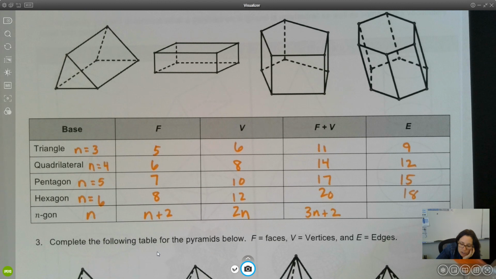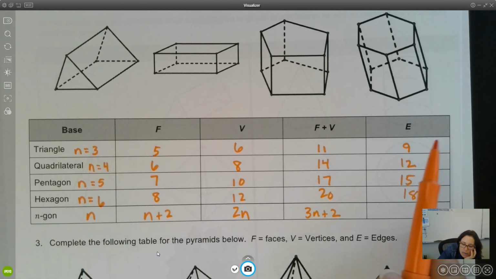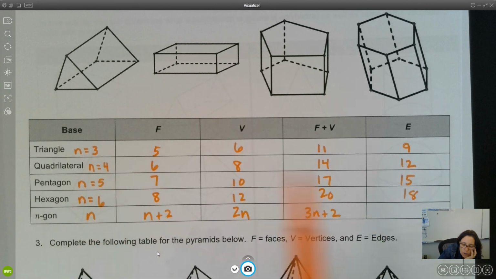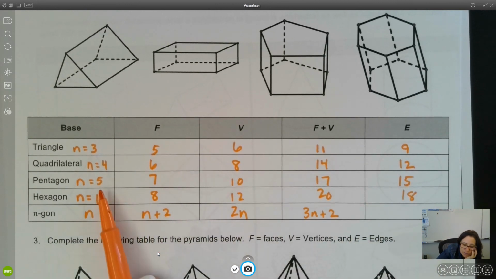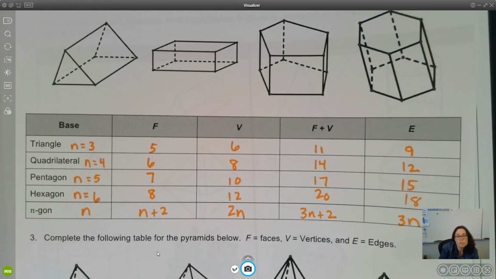And now for the edges, 3 and 9, how are they related? 4 and 12, how are they related? 5 and 15, 6 and 18. I'm seeing that those are multiples of 3. So there's your little formula if you have an n-gon. That will always work for the number of edges.